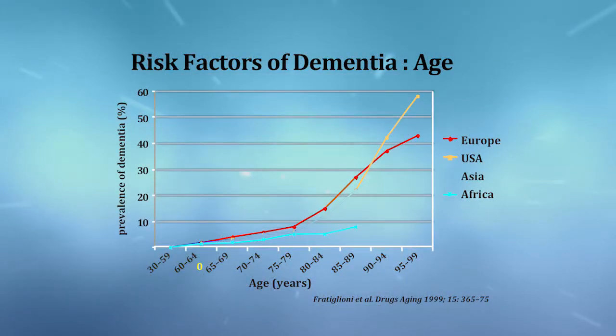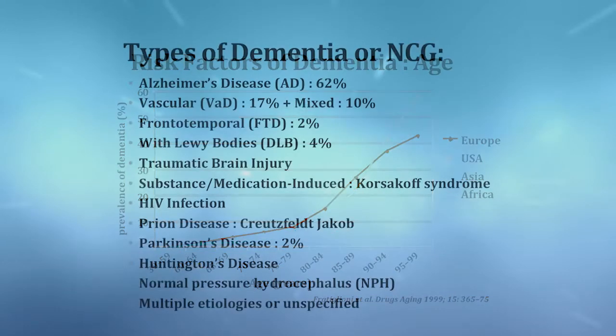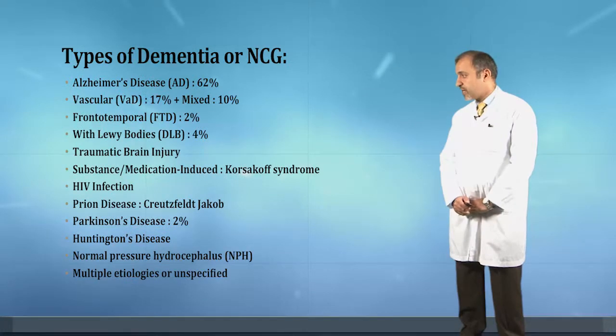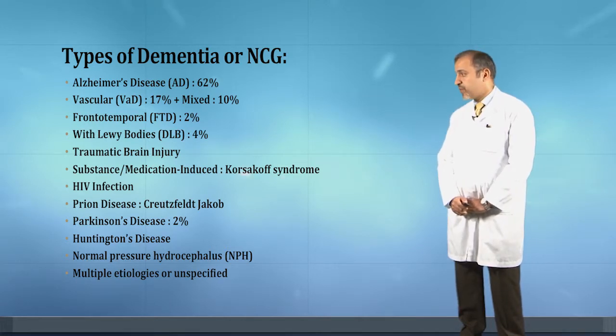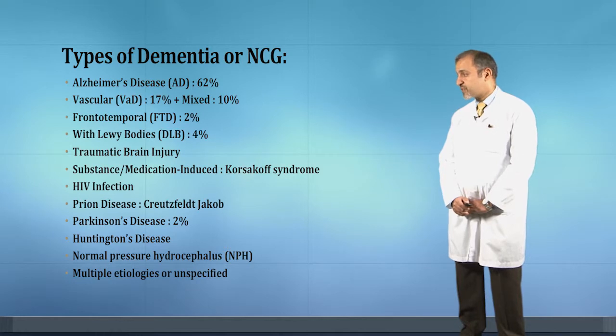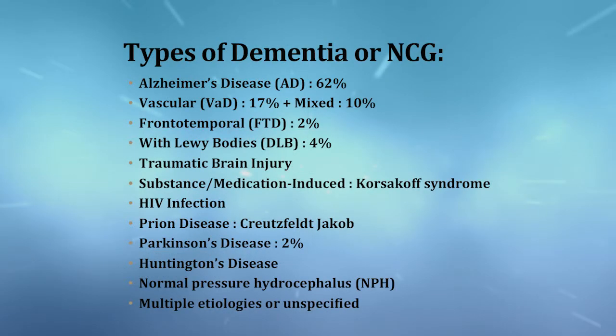If you look at the major risk factor for dementia, age is the number one risk factor, where you can see that in patients 95 to 99 years of age, over half of them are demented. There are many different types of dementia, Alzheimer's disease being the most common form, along with vascular dementia, frontotemporal dementia, Lewy body dementia, traumatic brain injury, dementia associated with substance abuse and medication overuse, HIV infection, prion disease, mainly Creutzfeldt-Jakob disease, Parkinson's disease associated dementia, Huntington's disease associated dementia, normal pressure hydrocephalus, and multiple other unspecified etiologies.